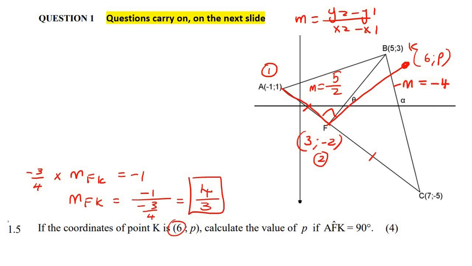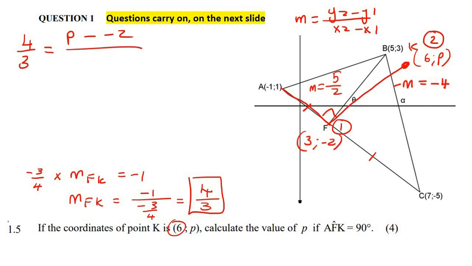And so we can say that 4 over 3 is the answer, or that is the gradient. And then we can use, this could be point number 2, and this could be point number 1. So let's just cross all that out. So then you could say y2, which is going to be p, take away y1, which is -2, you see over there, over x2, which is 6, take away x1, which is 3. Now let's simplify a little bit. This becomes p plus 2 over 3.